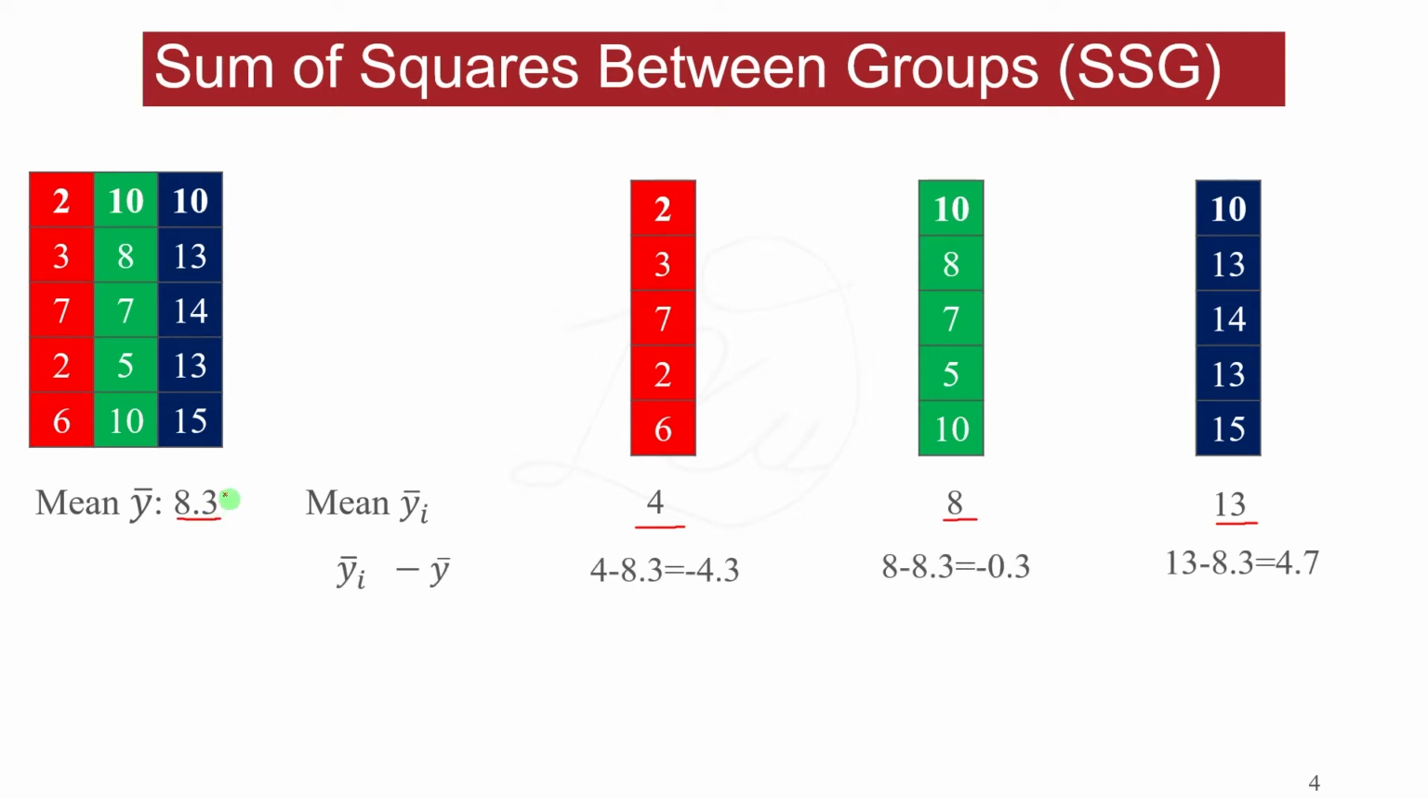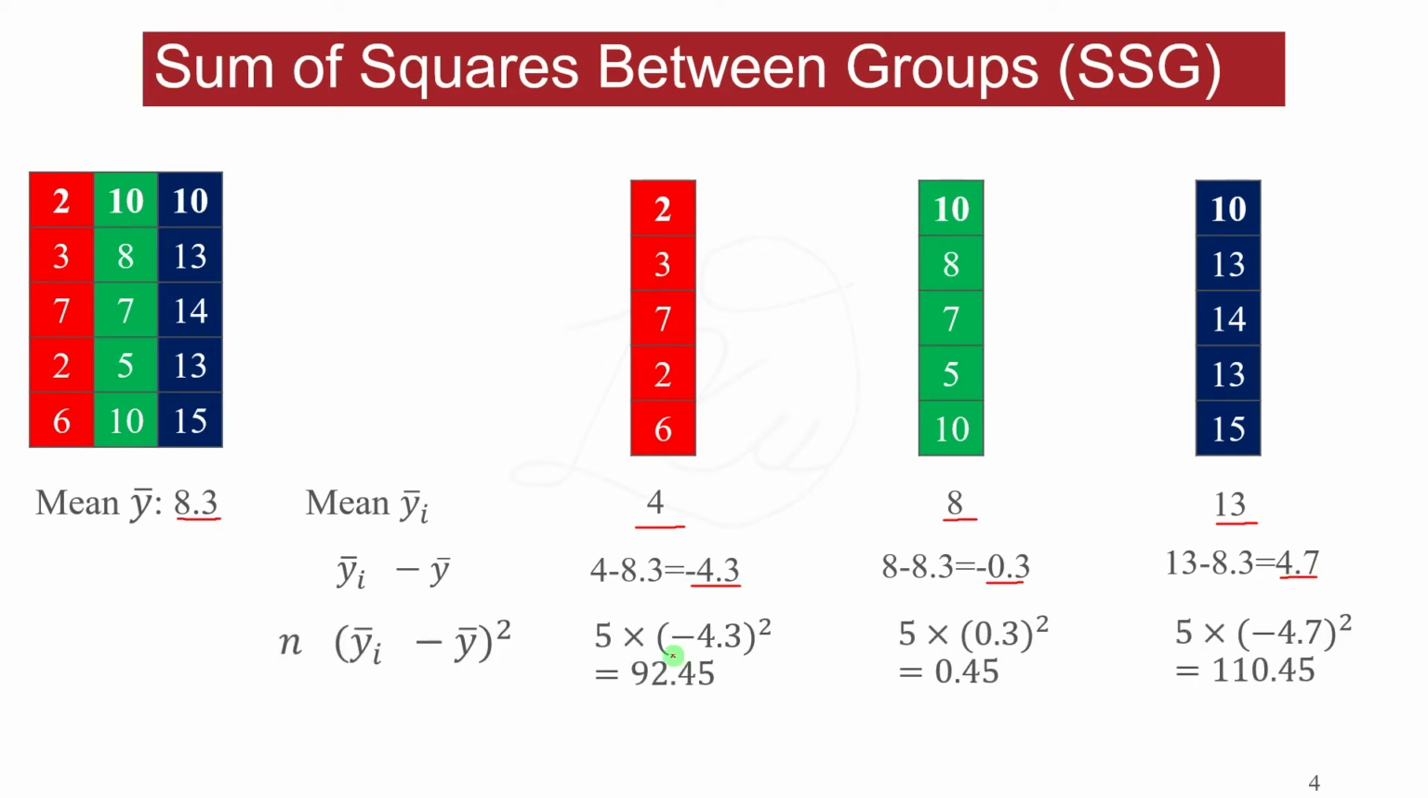Next, we subtract the global mean from the mean of each group. So 4 minus 8.3, 8 minus 8.3, and 13 minus 8.3. We get the result here, here, and here.